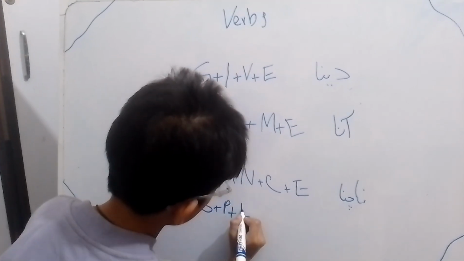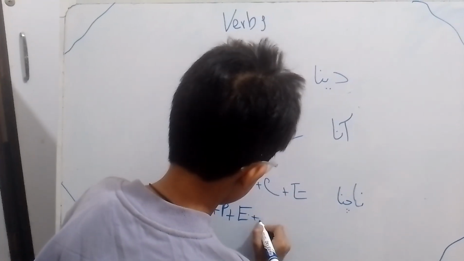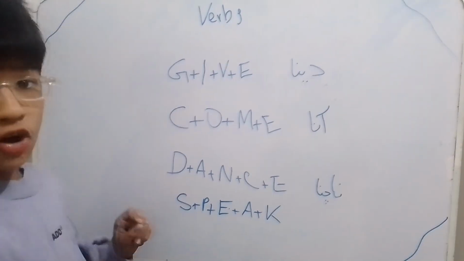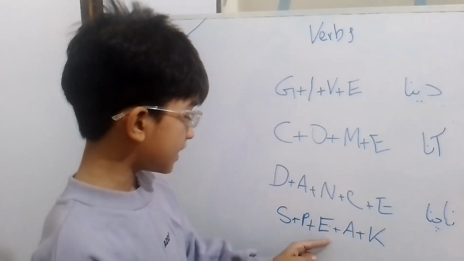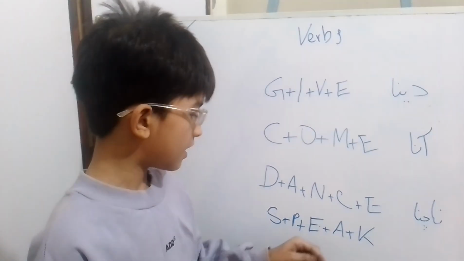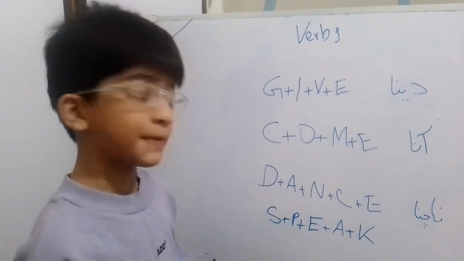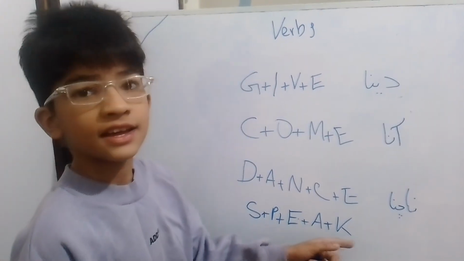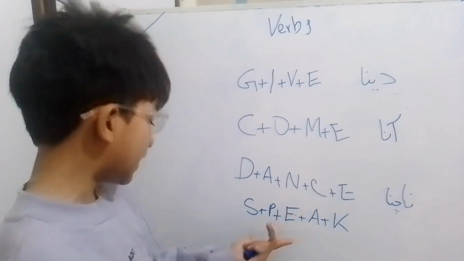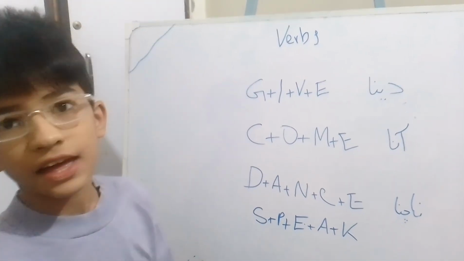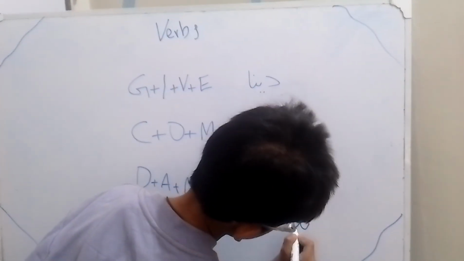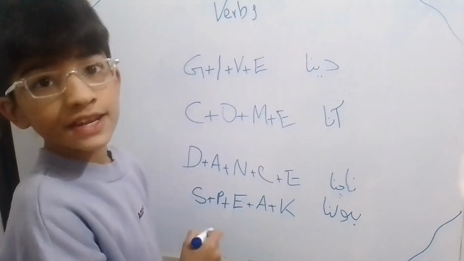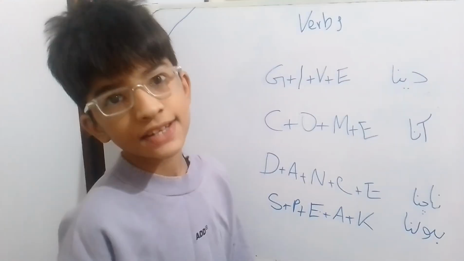Speak. S plus P plus E plus A plus K. S sounds S, P sounds P, E plus A sounds E, and K sounds K. S plus P, Sp, E plus A, E, Sp, and at the end there is K, so all together it will sound speak. S-P-E-A-K, speak. Speak means बोलना.